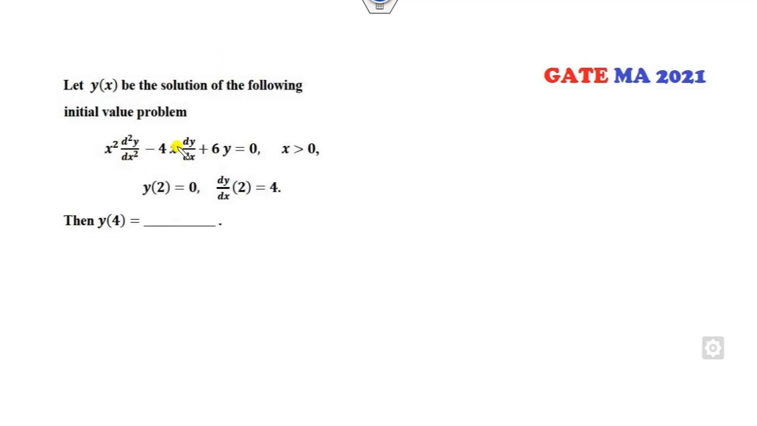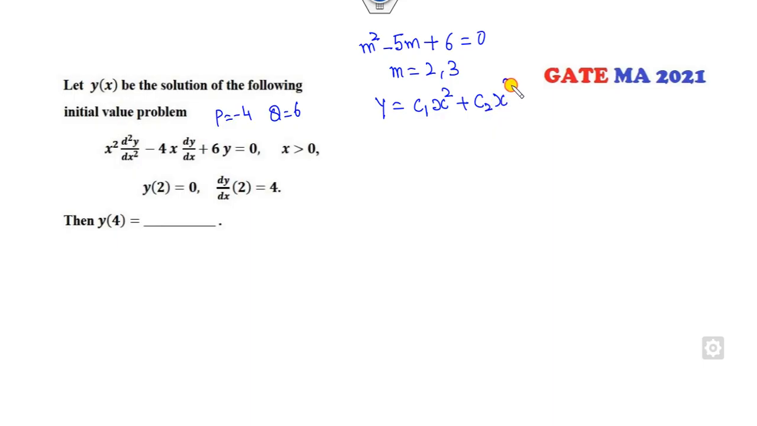Again you can see it's a Cauchy equation where p is -4, q is 6. So my equation will be m(m - 1) - 5m + 6 = 0. So your roots are 2 and 3, and the solution will be c1 x squared plus c2 x cubed. Fine. Your target is to find y(4).